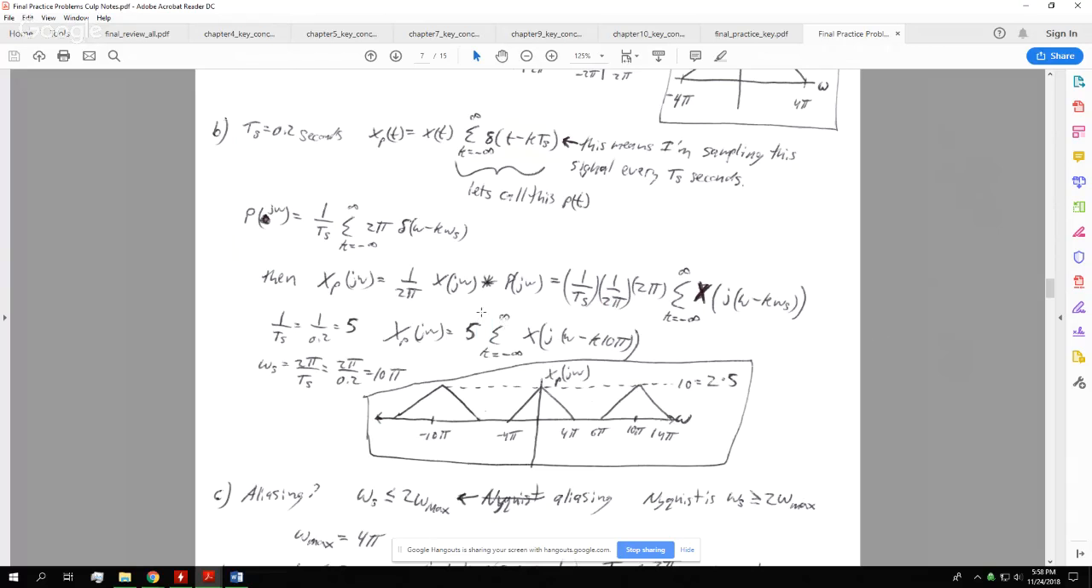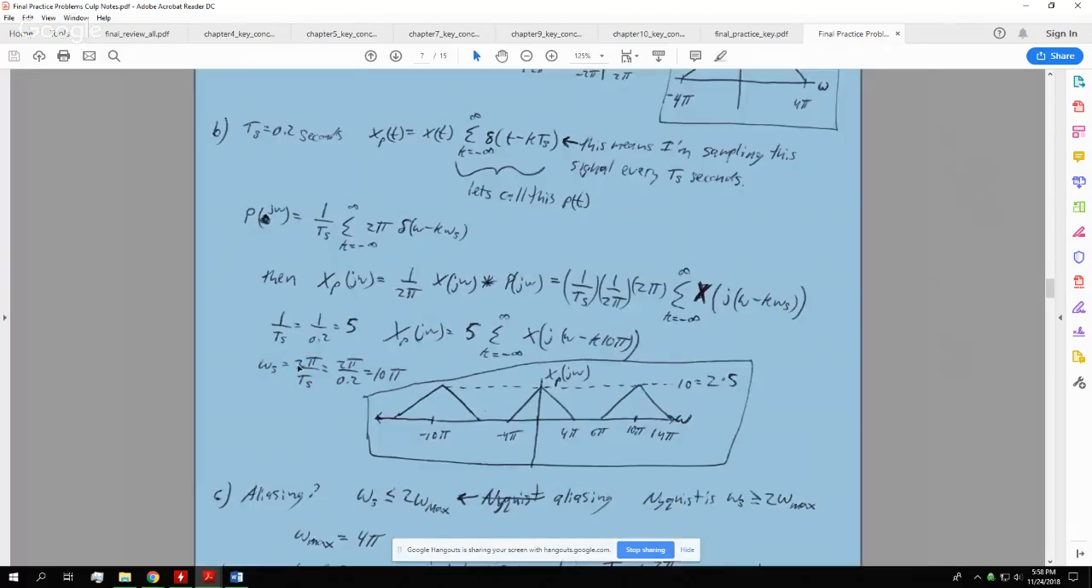And then I just rewrote this term here, plugging in my omega of s. My omega of s is 10 pi, and that just came from the inverse of this. I'm sorry, it came from this. It is the inverse of the time, but you have to remember the equation.